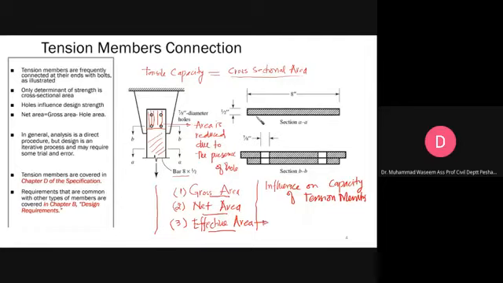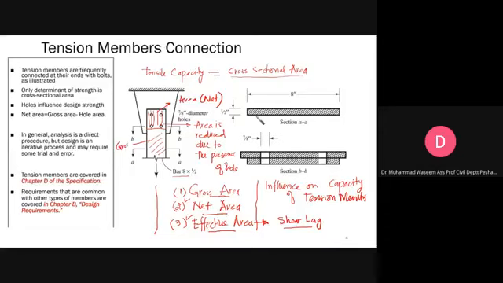Effective area we use when a phenomenon occurs in a tension member, and you might have seen it on the first slide, the shear lag. Once we have the shear lag phenomenon in our tension member, we are going to use effective area. And where we have to use the net area, you can find it here. When the gross area is subtracted by the hole area, over here you will use a net area. This is net area, and this is gross area.